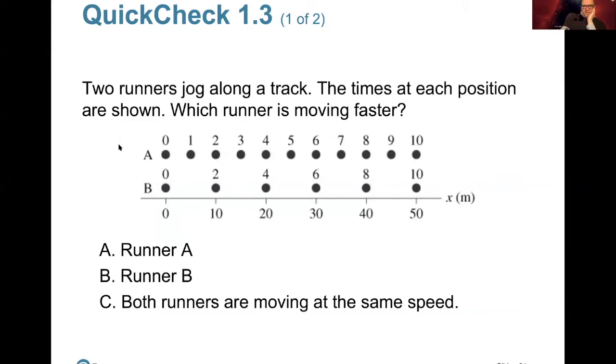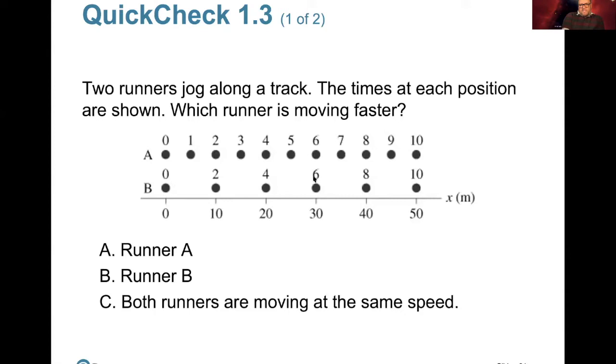We have here 0, 1, 1, 2, 3, and 4. It looks like this is their distance. So we need to look at the dots and say, what is their position with time? The time in each position is shown. We're missing a few dots here, but the position for both of these looks like it's about the same.